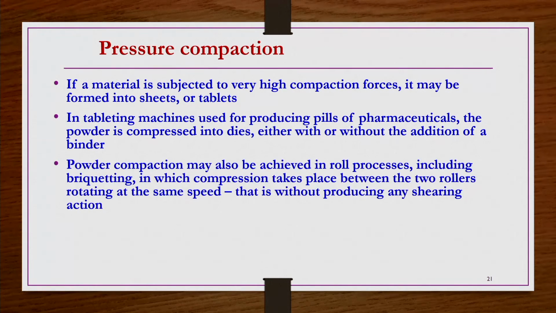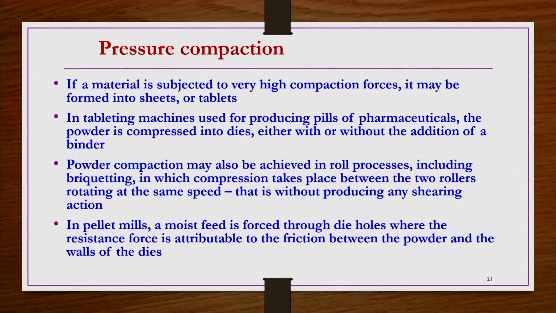Powder compaction may also be achieved in roll presses, including briquetting, in which compression takes place between two rollers rotating at the same speed. Since they are rotating at the same speed, there will not be any shearing action. There will be only compressive pressure forces acting, because both of them are rotating at the same speed. In pellet mills, a moist feed is forced through die holes where the resistant force is attributable to the friction between the powder and the walls of the dies.